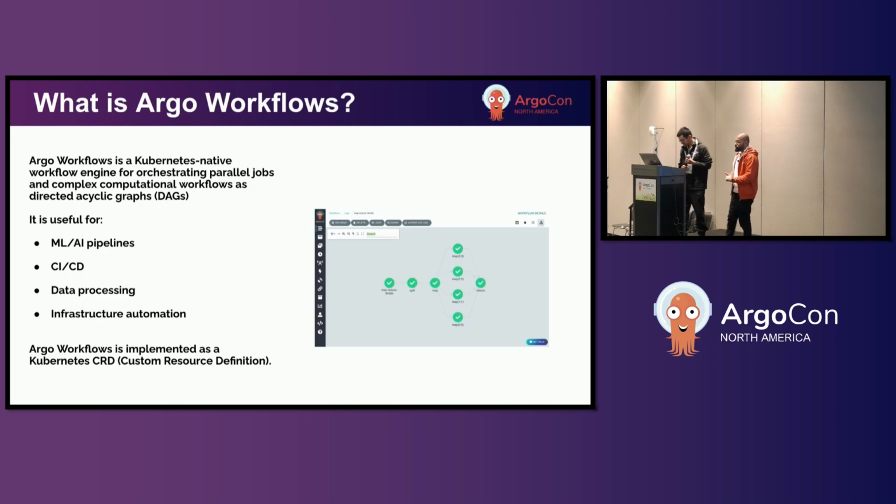Yeah, so coming back to Argo Workflows, because we are in ArgoCon. And yeah, so what is Argo Workflows? I am pretty sure that most of us might know what Argo Workflows is. So Argo Workflows is a Kubernetes native workflow engine. So it helps us to create some DAGs, some workflows inside Kubernetes. It's Kubernetes native, and it is useful for ML and AI pipelines, CI/CD, probably data processing, some infrastructure automation. And Argo Workflows is implemented as a Kubernetes custom resource definition. So we can actually do a lot of things with the declarative way of how a CRD is made.